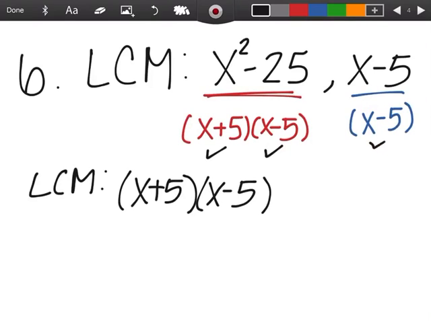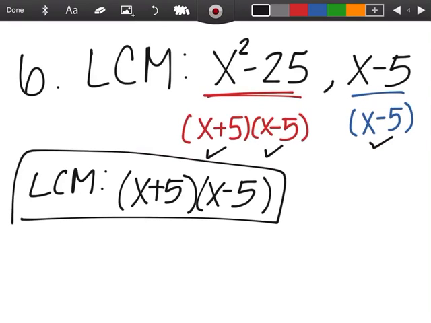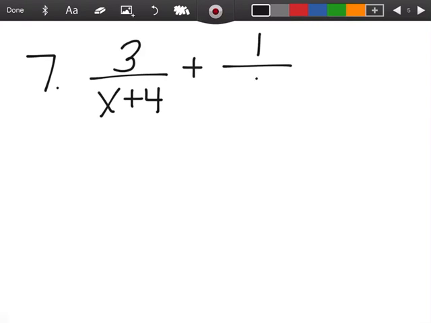And now that the quantity x minus 5 is already included, it's already a part of the least common multiple, so that's the answer: the quantity x plus 5 times the quantity x minus 5. So let's put that into practice here. If I gave you, what number am I on? Number 7 is 3 over x plus 4 plus 1 over x plus 6.